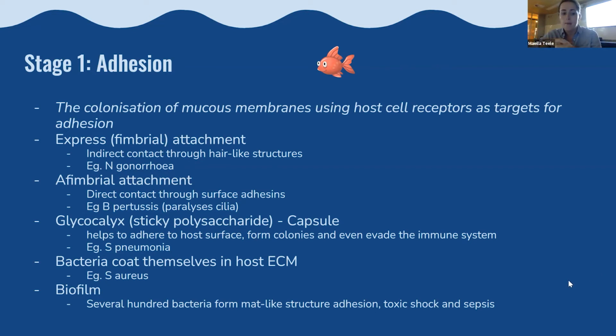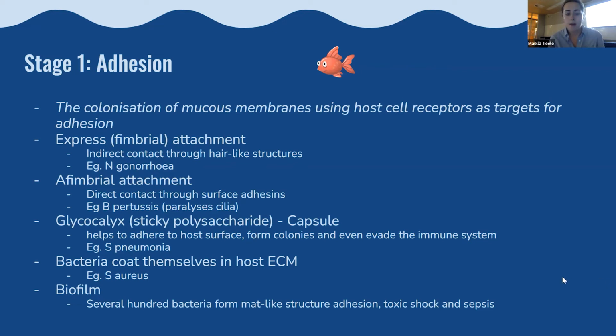Another way in which bacteria can become integrated into the cell is through coating themselves in the host extracellular matrix. A famous example of this is Staph aureus. Another thing that this does is it helps it to evade immune response later on, and I will touch on this later. By the bacteria coating themselves in the host extracellular matrix, it helps them both with adherence and to evade the immune response, because from the outside it seems that this bacteria is part of the normal flora.